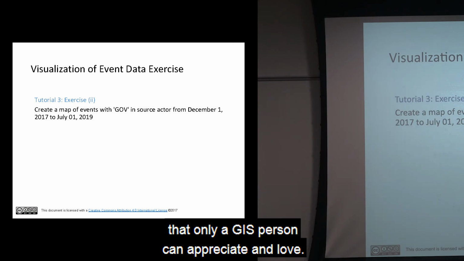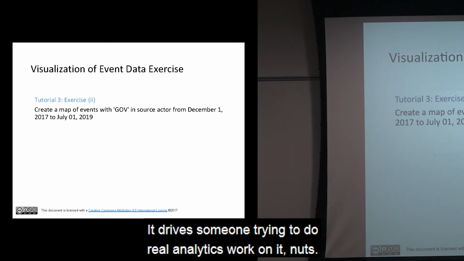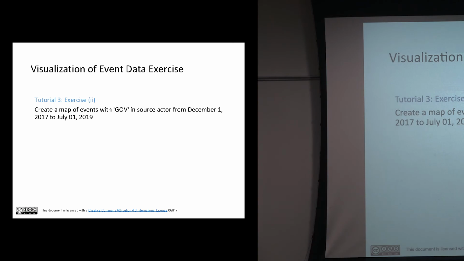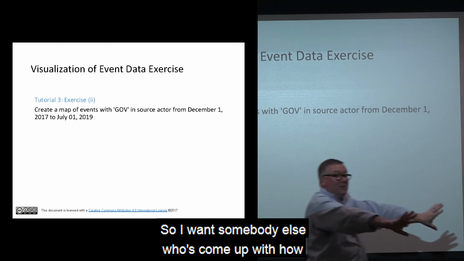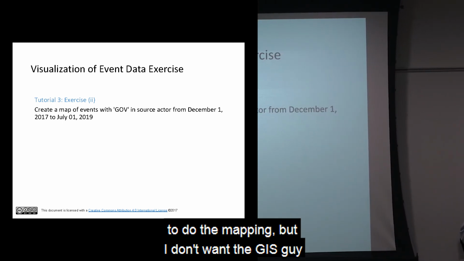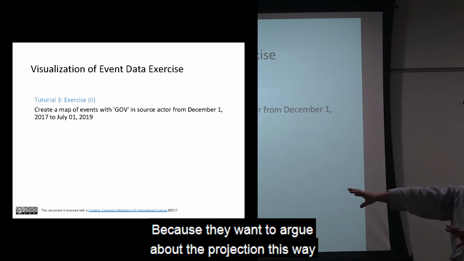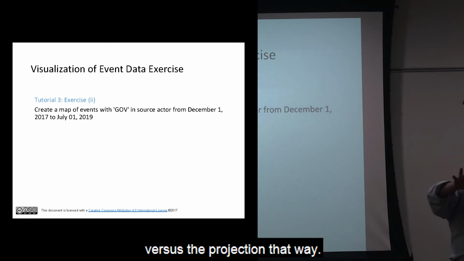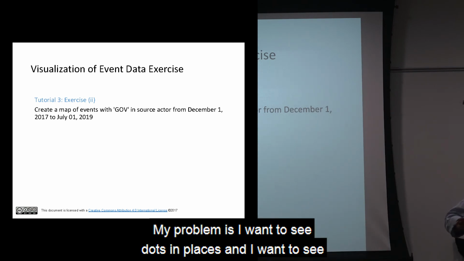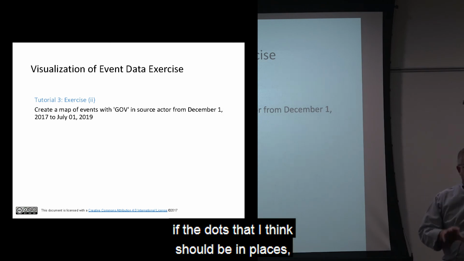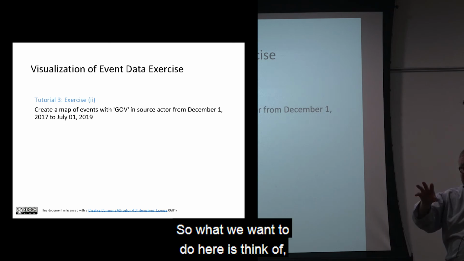This is one of these things that only a GIS person can appreciate and love. It drives someone trying to do real analytic work on it nuts. So we want to offload as much of this problem to somebody else. So I want somebody else who's come up with how to do the mapping, but I don't want the GIS guy to get in my way because they want to argue about the projection this way versus the projection that way. Because that's not my problem that I care about. My problem is I want to see dots in places, and I want to see if the dots that I think should be in places match up with your dots in other places.